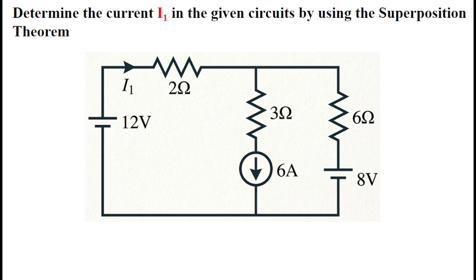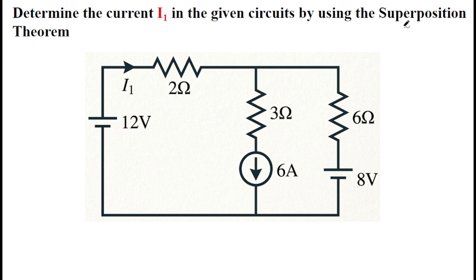In this channel we discuss topics related to basic electrical engineering, and in today's video I am going to discuss a problem of the superposition theorem. As you can see in this circuit, we have three sources and three resistances, and it was asked to find the current I1 in the 2 ohm resistance. So we will be using the superposition theorem as mentioned in this question.